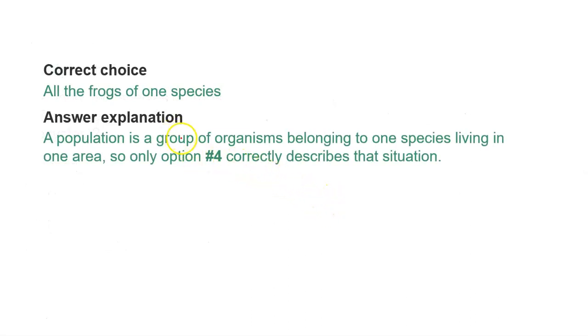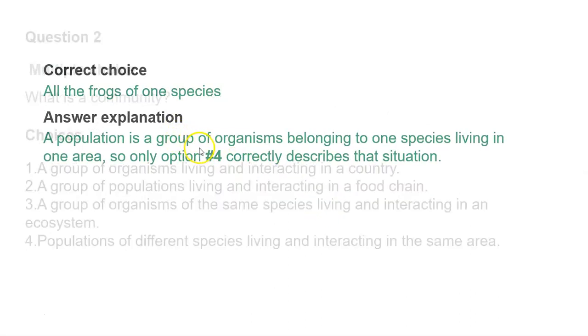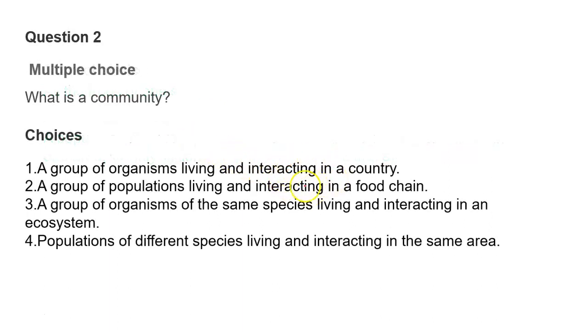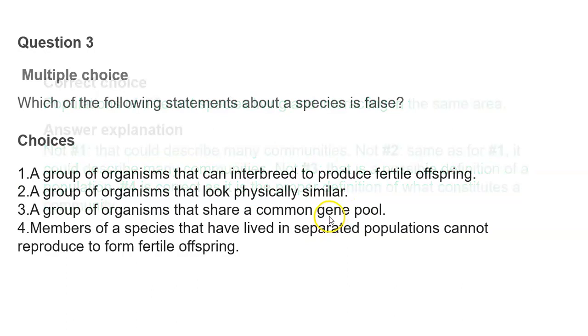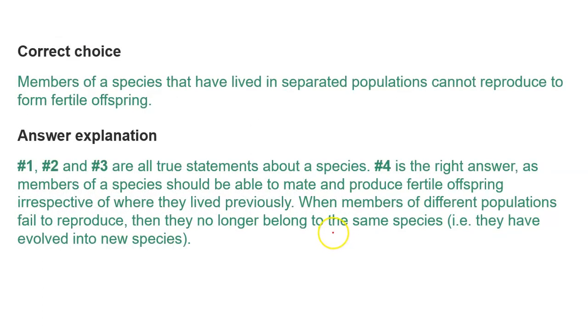Here we go, all of the frogs are one species. Next question, what is a community? That's right, populations of different species living and interacting in the same area. Don't forget to pause the video when you are answering this question. Which of the following statements about the species is false? Correct. Members of a species that have lived in separate populations cannot reproduce to form fertile offspring.